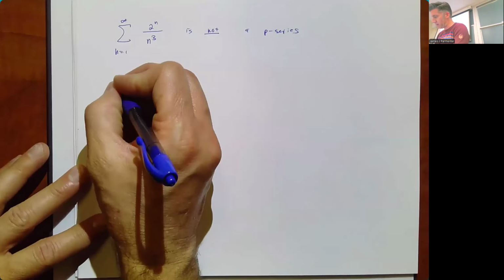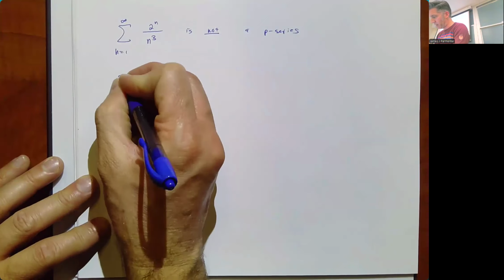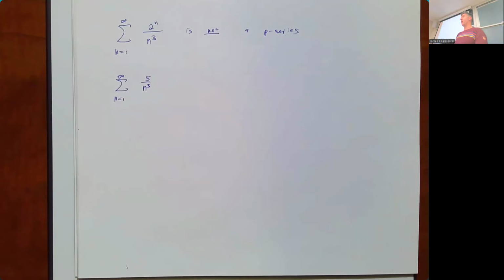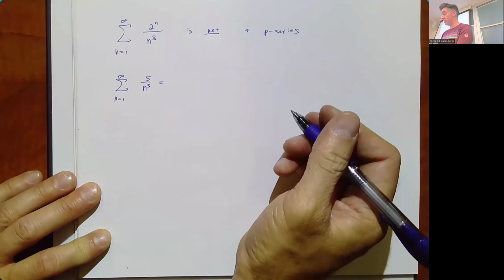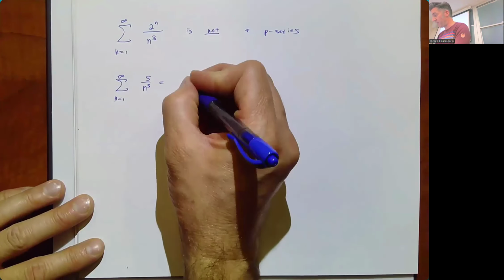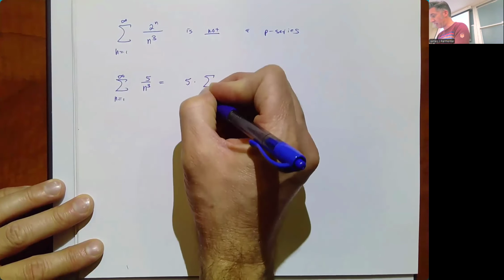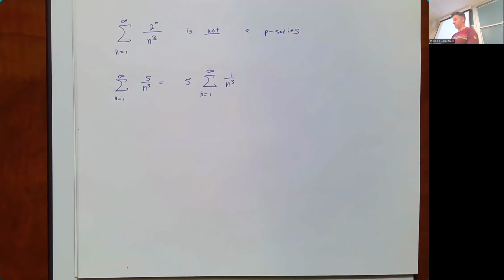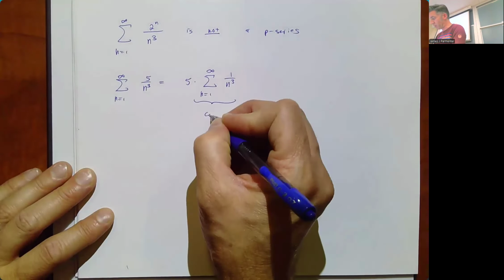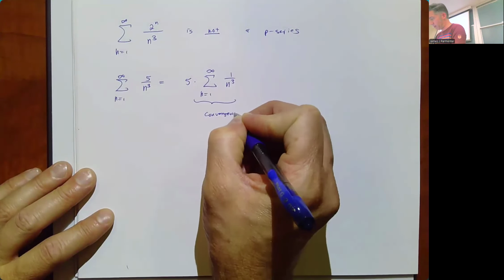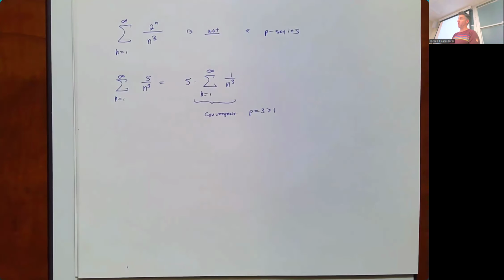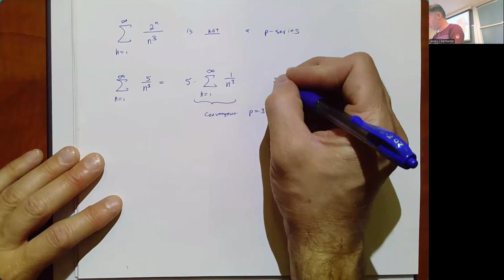I would point out the sum from n equals 1 to infinity of, say, 5 over n cubed is not exactly a p-series, but we can modify it, since constant multiples can be brought out in front of a summation. So we could rewrite this as 5 times the sum from n equals 1 to infinity of 1 over n cubed. And then, oh, it is a p-series. This is convergent. We see that our p value is equal to 3. And 5 times something that converges still converges. So the whole thing converges.